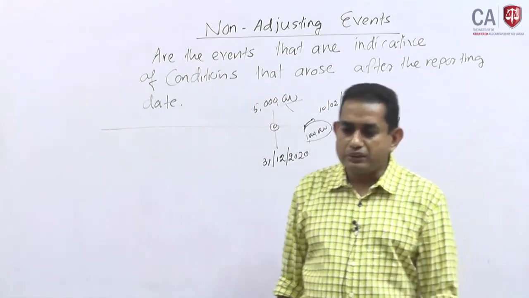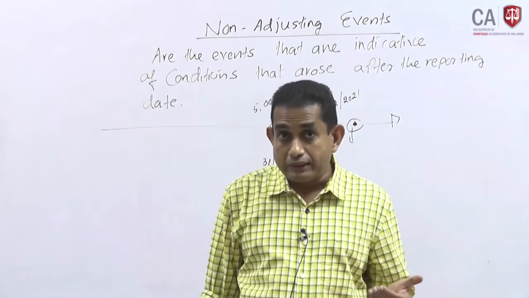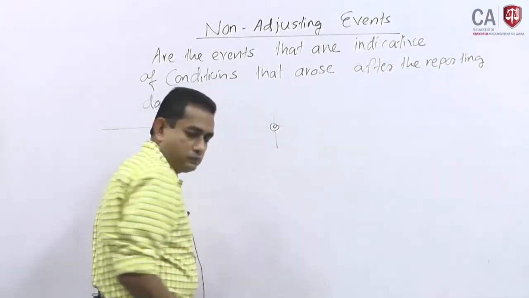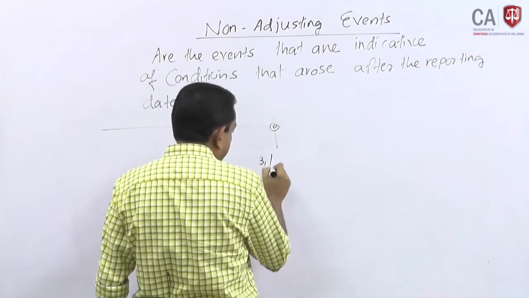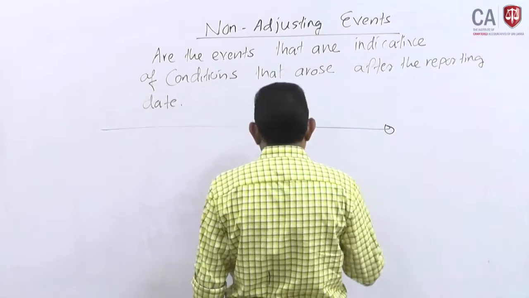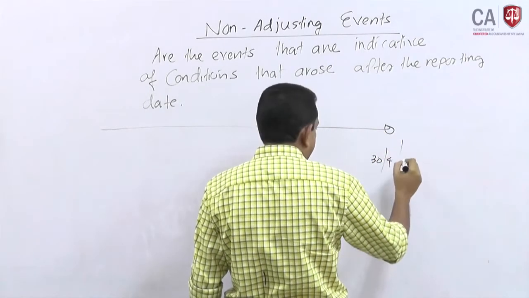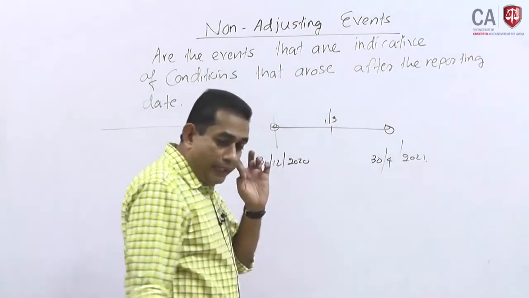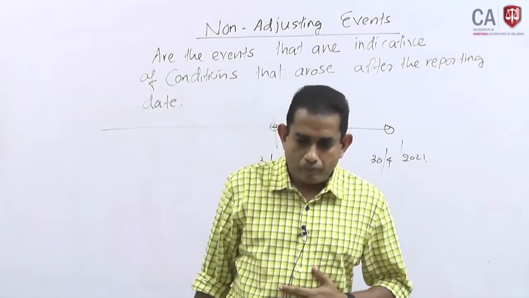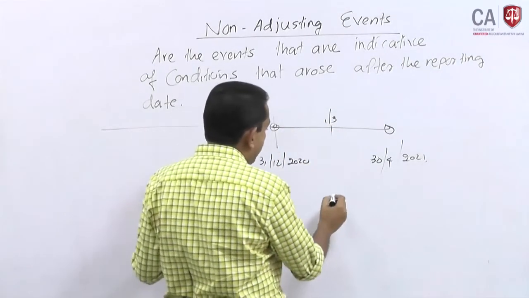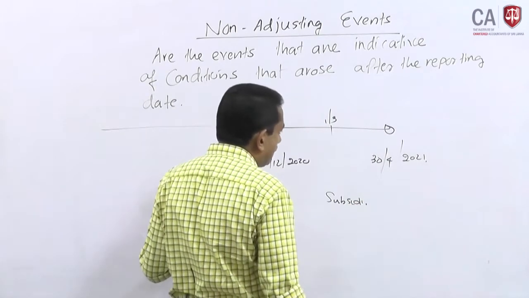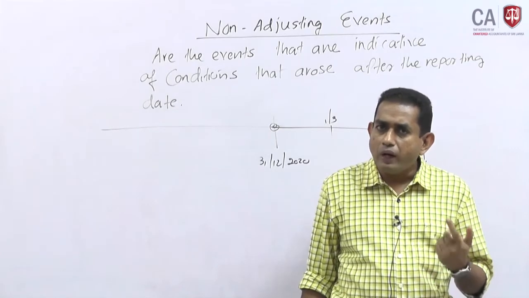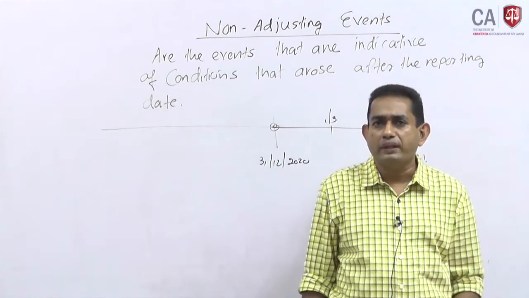A major business combination after the reporting date or the disposal of a major subsidiary company. December 2020, financial statements were authorized for issue on 30th April 2021, and somewhere here, say 1st March, the entity acquired another subsidiary company on 1st March 2021, and that particular event of the entity acquiring another subsidiary company has got nothing to do with the balance sheet date conditions. Why?